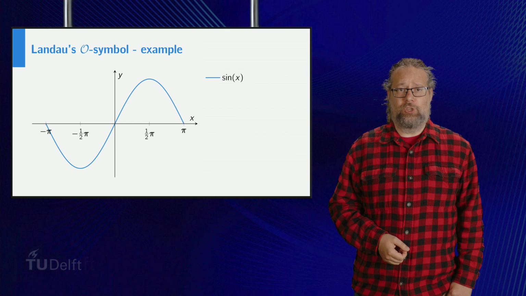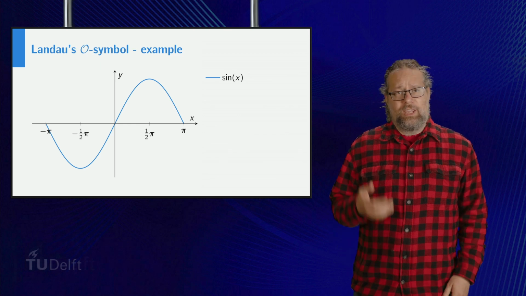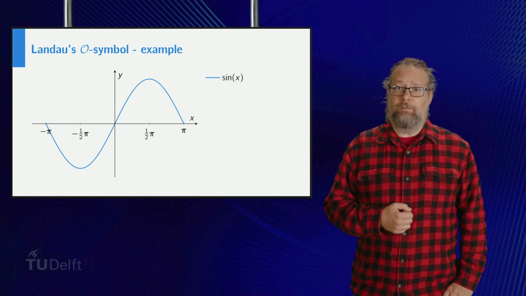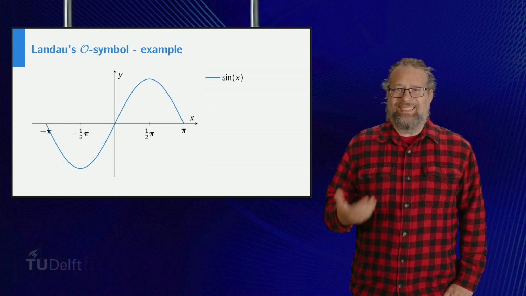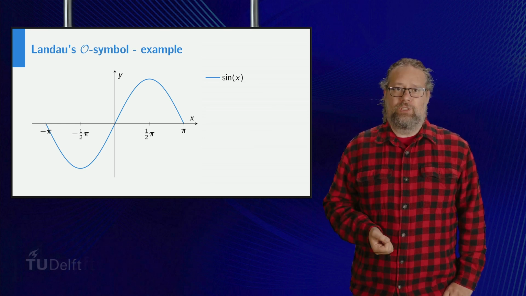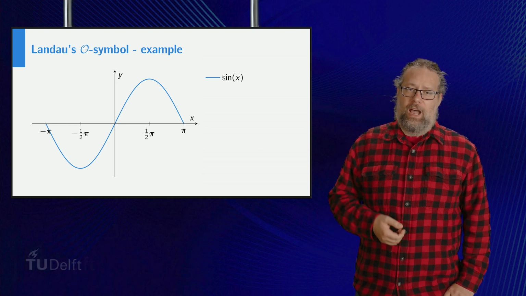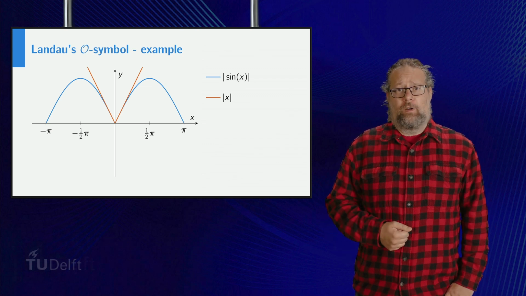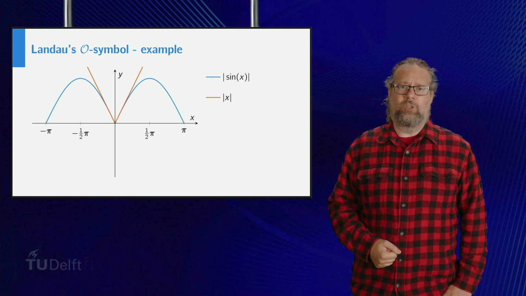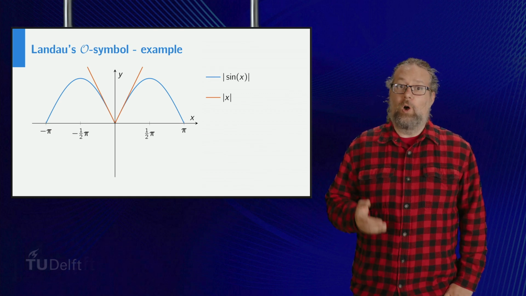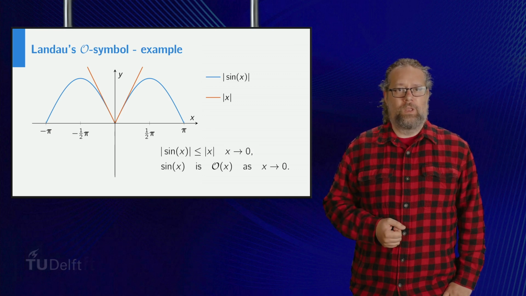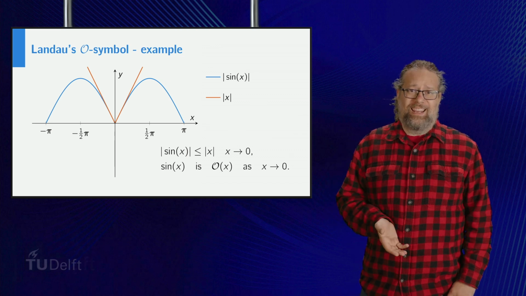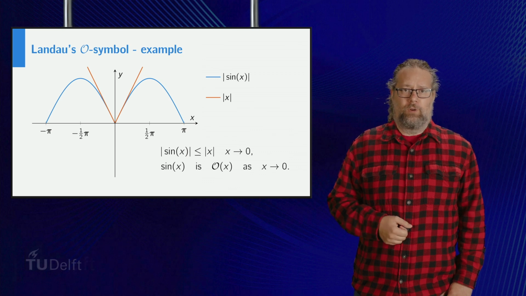Let's understand the definition by going back to our examples. In this first example, we have depicted the function sine of x. Now, we want to find a function g such that we can claim that the sine is order of g as x approaches zero. Checking the absolute value around x equal to zero, we can see, near x equal to zero, that the function absolute value of the sine of x is always smaller than the function absolute value of x. Again, on a small interval containing zero. Then we can say that the sine of x is order of x, or that the sine is big O of x as x approaches zero.